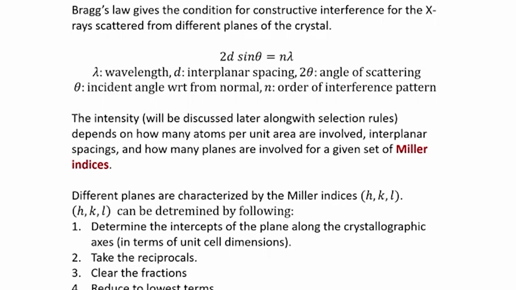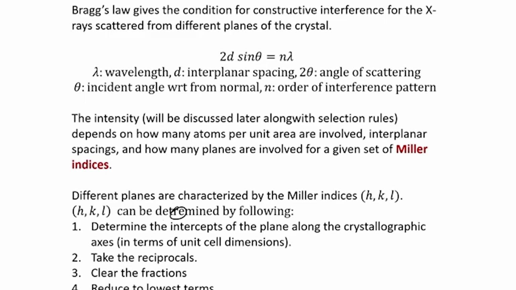The intensity of these X-rays, which we will discuss later along with some selection rules, depends on how many atoms per unit area are taking part in the scattering process, the interplanar spacings, and how many planes are involved, etc. And these planes are given by the Miller indices. And what are these Miller indices? These are denoted by HKL, and they are determined by the following things.